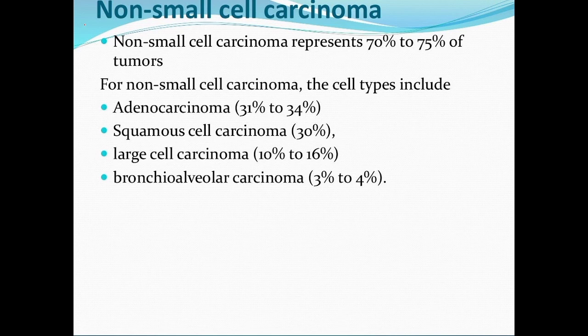Squamous cells are the flat cells which line the upper layer of the respiratory airways. Large cell carcinoma, which is 10 to 16%, as the name indicates, has large cells which appear under the microscope as compared to the small cells. The fourth one is bronchoalveolar carcinoma, a very rare type of carcinoma that develops typically in the lungs and grows along the alveolar wall, but doesn't affect the lung parenchyma.